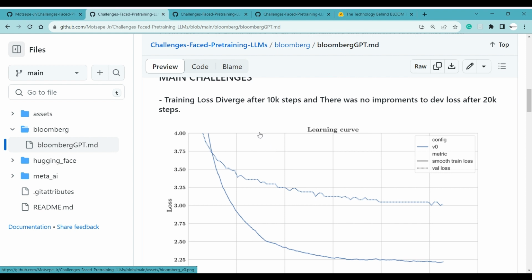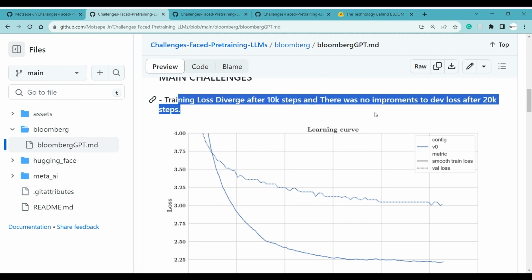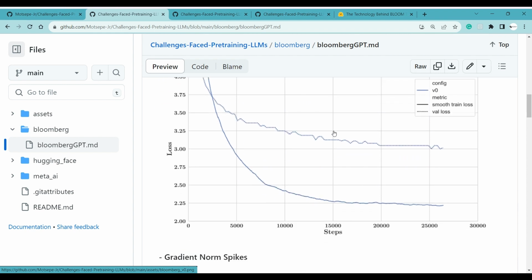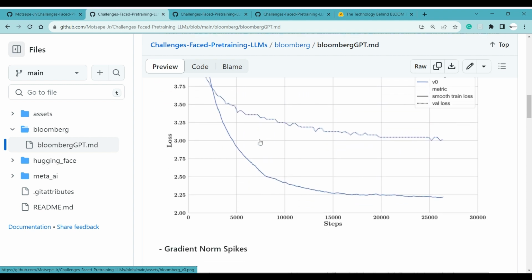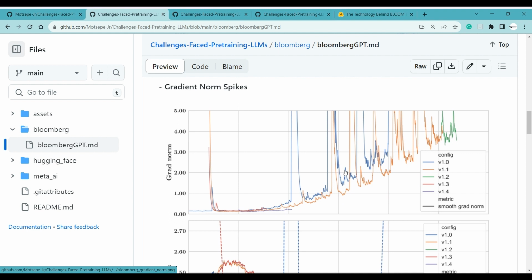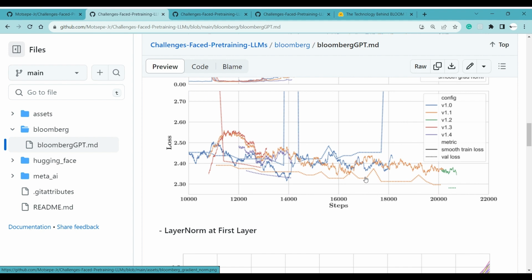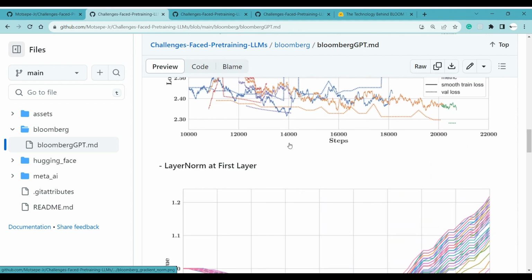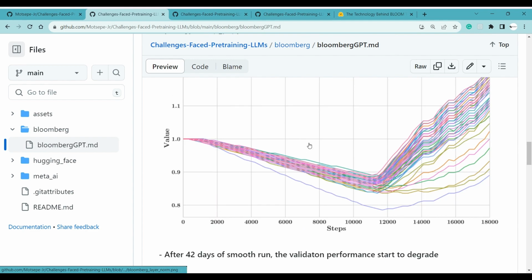But anyway, this is their first training, right? Training loss diverged after 10K steps, and there was no improvement for dev loss after 20K steps. This is the curve that they have shared, and this is the number of steps that they have shared with us. They also observed some grad norm spikes. Especially grad norm, activation norm, and loss spikes, these are correlated. So when you see the spikes, you know that your loss will also diverge. We will see this is consistent across the project. So I will come back to these diagrams as I explain some of the challenges.